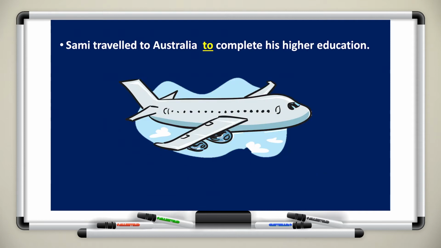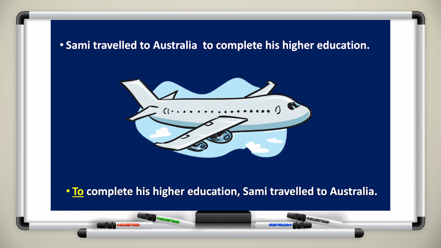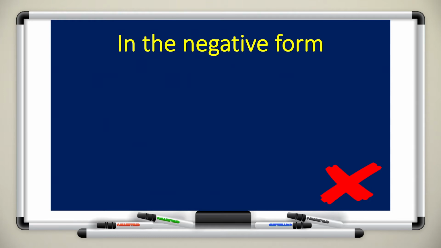Now, what about this sentence? Sami traveled to Australia to complete his higher education. If we start with it at the beginning of a sentence, we're going to be using to. To complete his higher education, Sami traveled to Australia. Very, very easy. Now comes the question, how do we use it in the negative form?